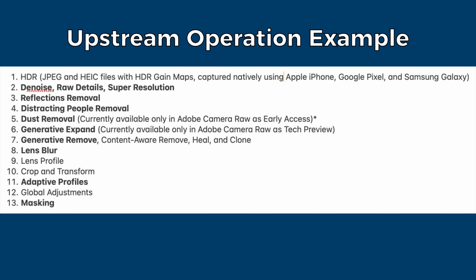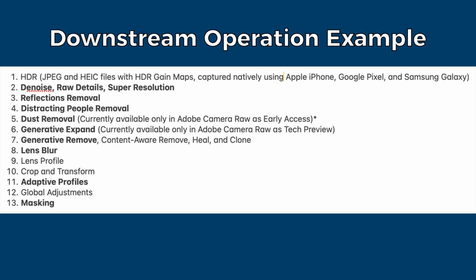So let's look at lens blur as an example. Let's say I apply lens blur to my image, and then afterwards I apply generative remove. Well, you can see lens blur is number 8 in this list. Gen remove occurs upstream from that in number 7. But let's say instead of applying gen remove, I first apply lens blur just like before, but then I apply an adaptive profile. Well, that occurs downstream from it because lens blur is in number 8 and the adaptive profile is further down at number 11.